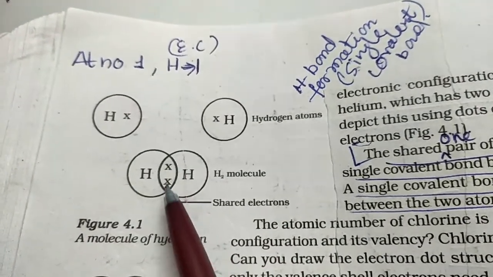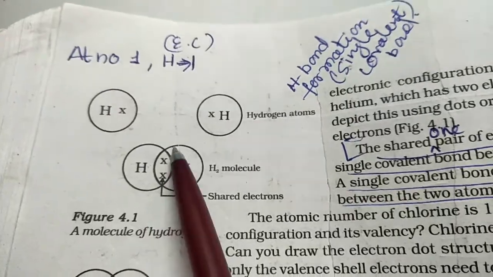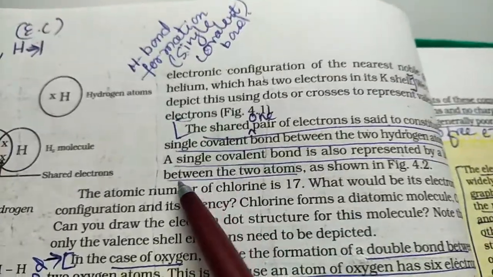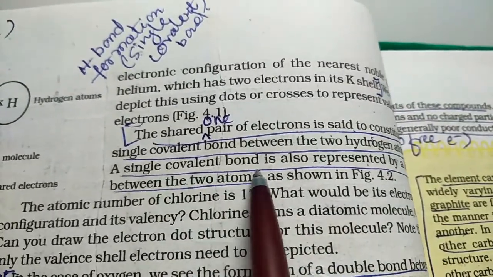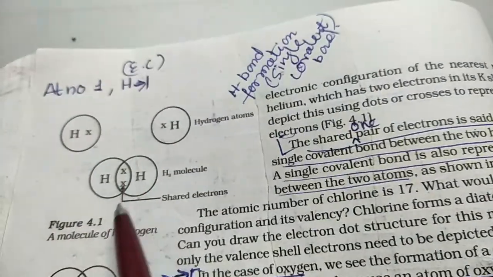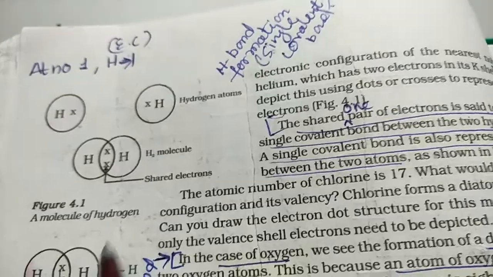Because two electrons are shared, it is one single bond. So that is the explanation given here. Just go through this explanation. So a single covalent bond is formed here by a molecule of hydrogen.